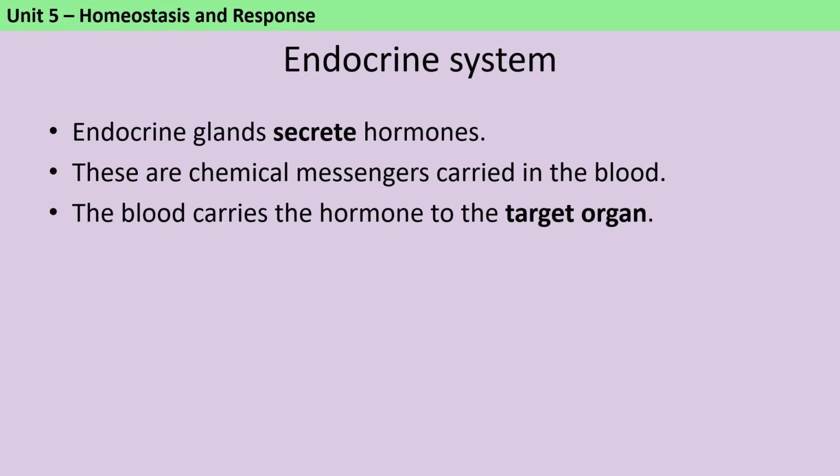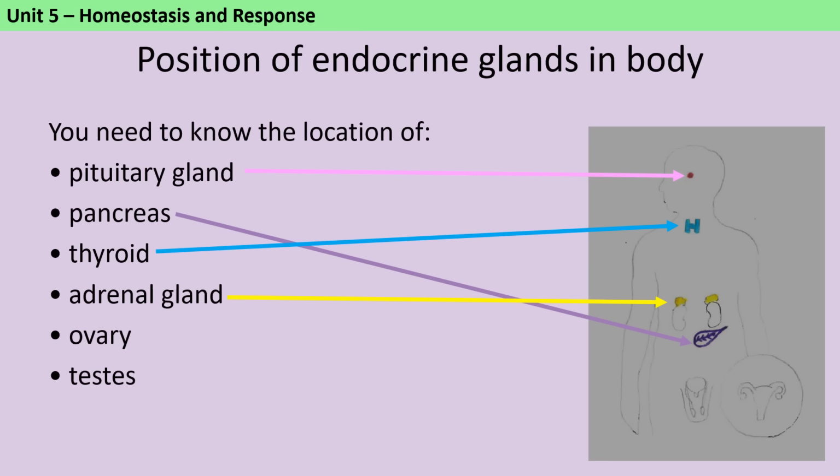The endocrine system is the second system that's involved in homeostasis. Endocrine glands are cells that can secrete hormones. These are chemical messengers made of protein that are carried in your blood until they get to a target organ where the hormone needs to act. There are 6 specific endocrine glands in the body that you need to know the locations of. The pituitary gland, that master gland, is located in your brain.